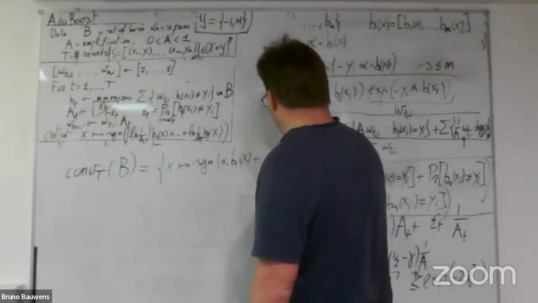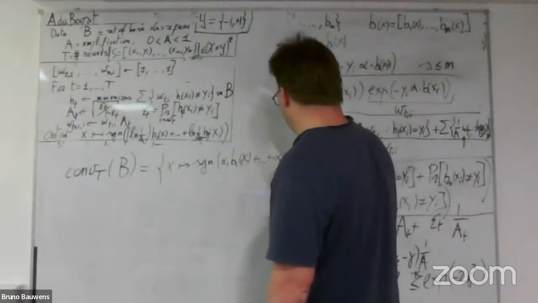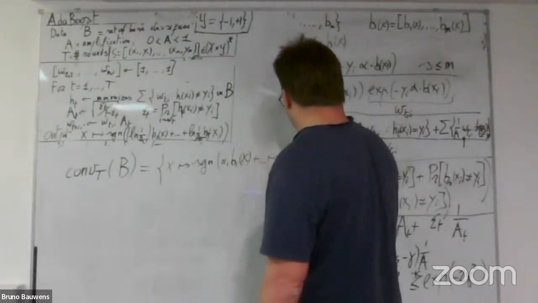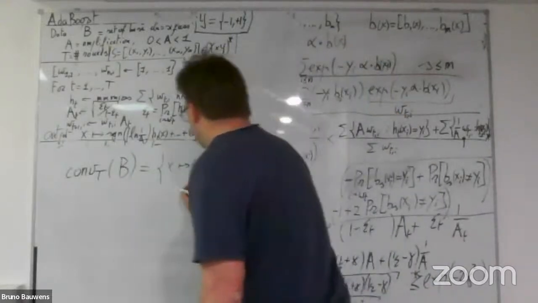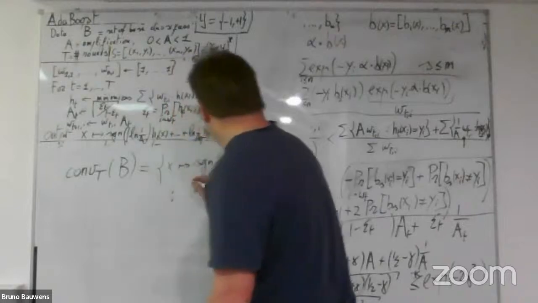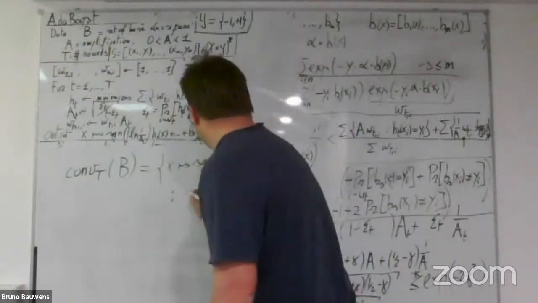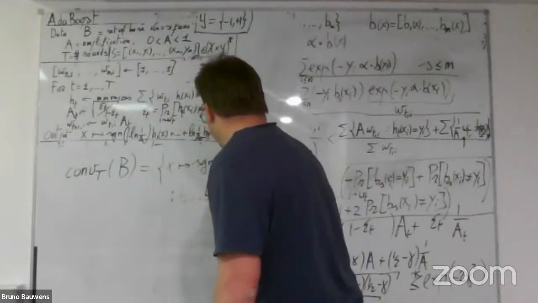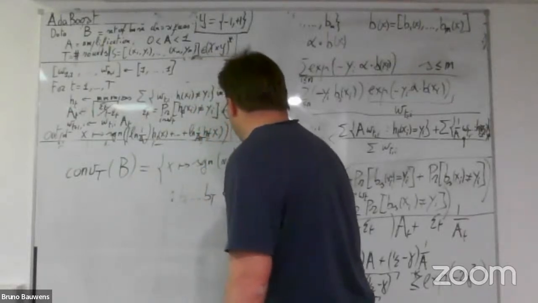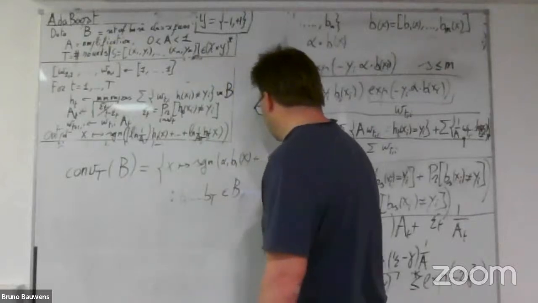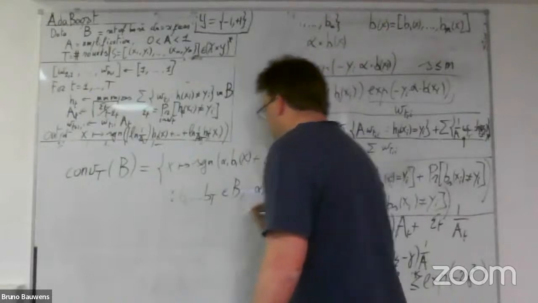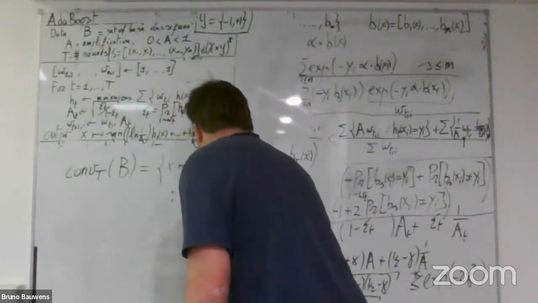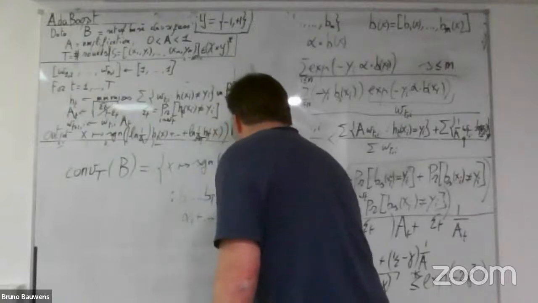Plus alpha t bt of x. And so, what are the conditions? The alphas are convex combinations, and B1 till Bt are in the class B, and the alphas are non-negative numbers, and alpha 1 plus ... alpha t is equal to 1.